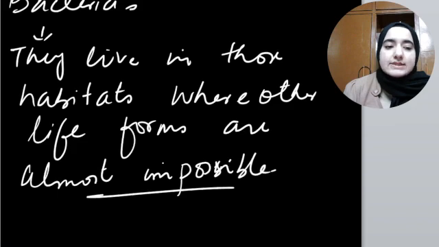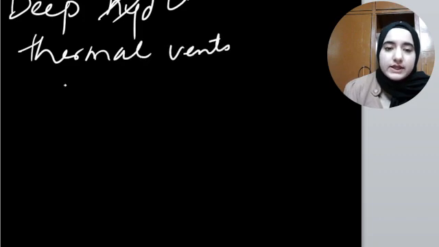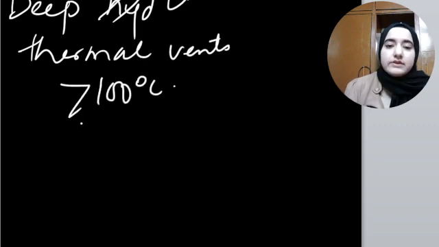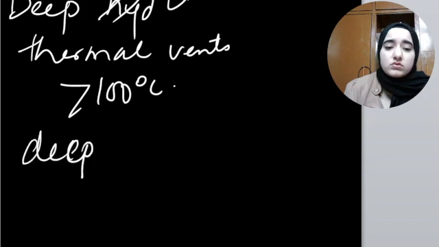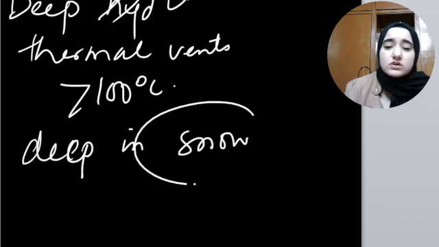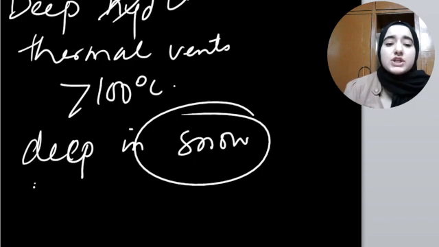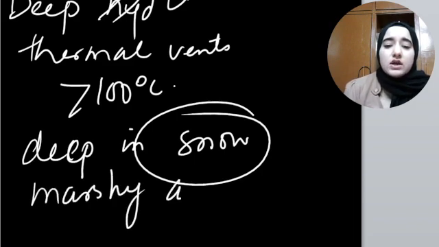If we have to give examples where they can reside, they live in deep hydrothermal vents where temperature may exceed 100 degrees Celsius. They live deep in thick layers of snow. They live in marshy areas, in cow dung, we can say. They live in acidic medium.